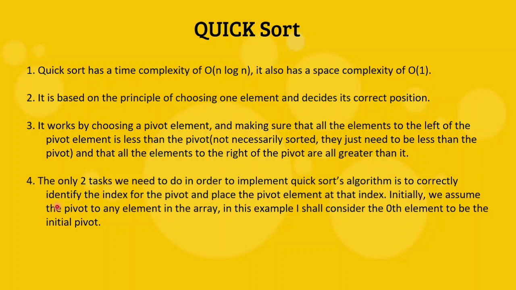Initially, we assume the pivot to be any element in the array. In this example, we took the last element, but someone may consider the 0th element, and someone may consider the middle element. That's not a problem. The pivot element can be anything. We just need to choose each and every element one by one as a pivot and decide its correct position. Once we understand this, let's write our pseudocode for quick sort.